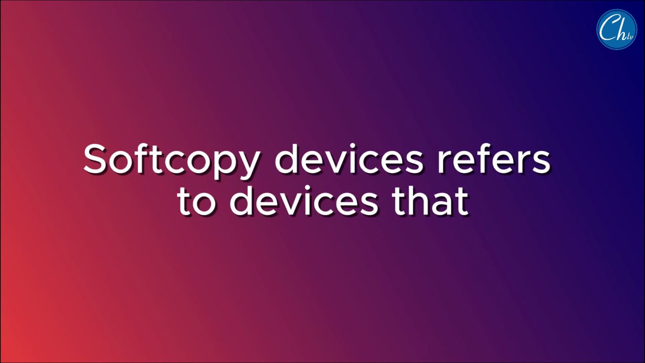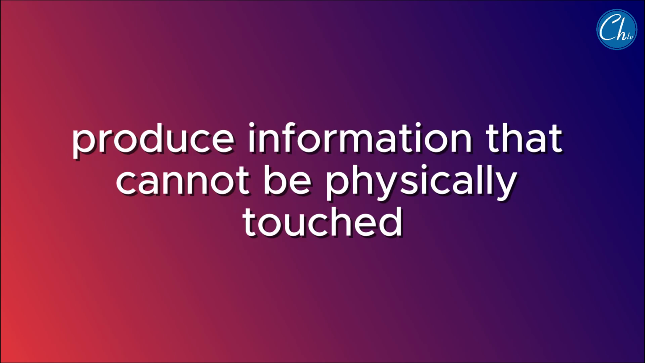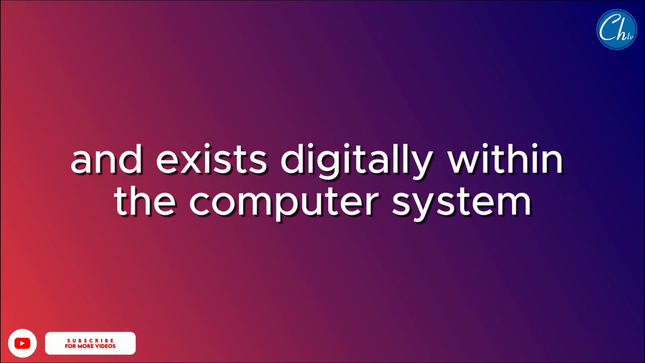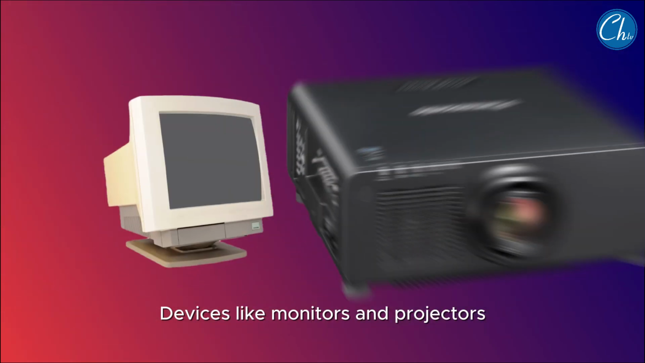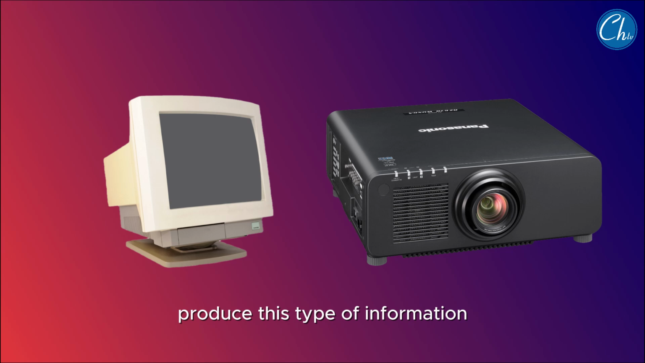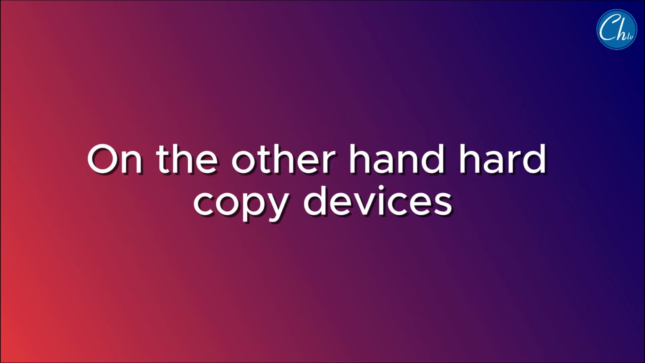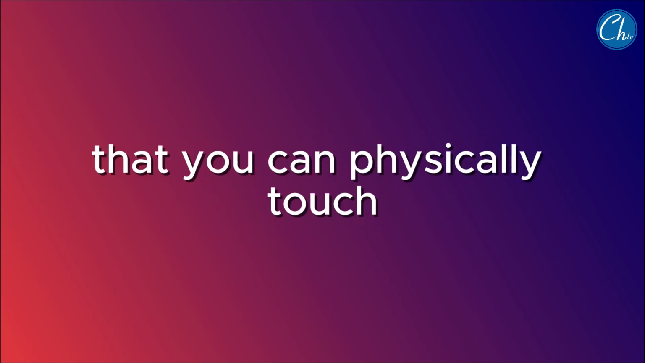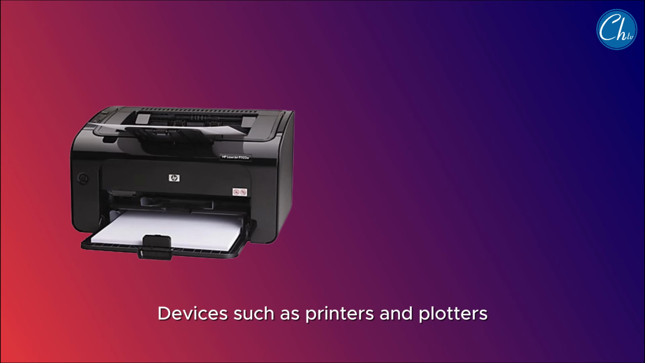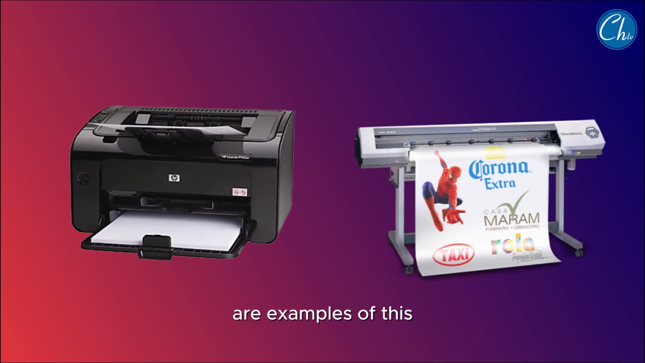Soft copy devices refers to devices that produce information that cannot be physically touched and exists digitally within the computer system. Devices like monitors and projectors produce this type of information. On the other hand, hard copy devices refers to devices that produce printed information that you can physically touch. Devices such as printers and plotters are examples of this.